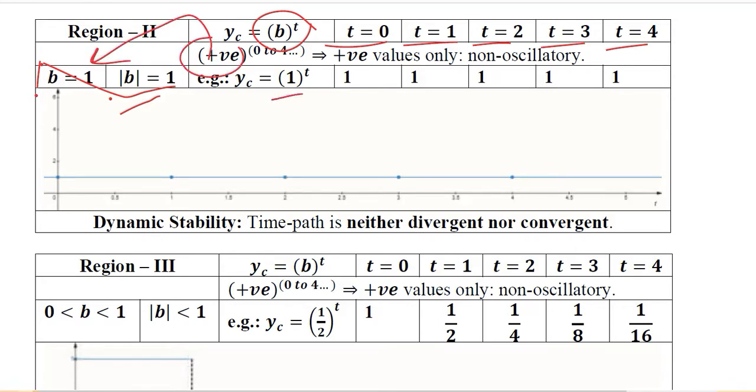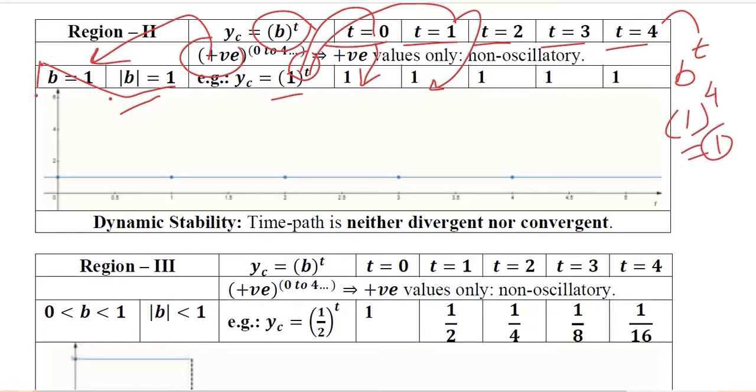So 1 raised to the power t, putting t equal to 0 will give us 1. Putting t equal to 1 will give us 1. And even in this case, let us solve this. b raised to the power t is what we want to solve, and instead of b I'll put 1, and instead of t I will put 4. So it will be equal to 1.